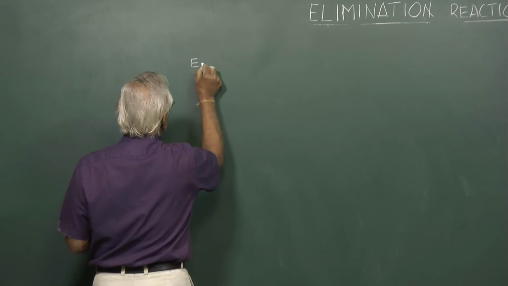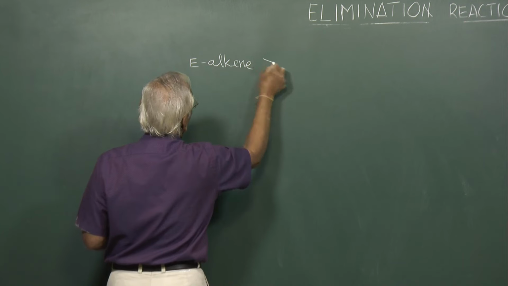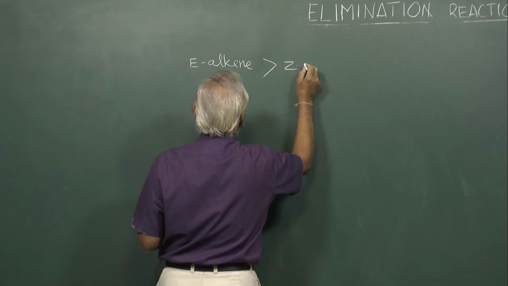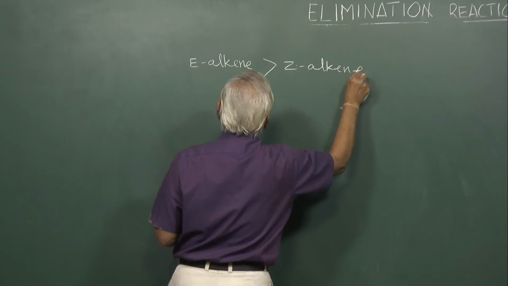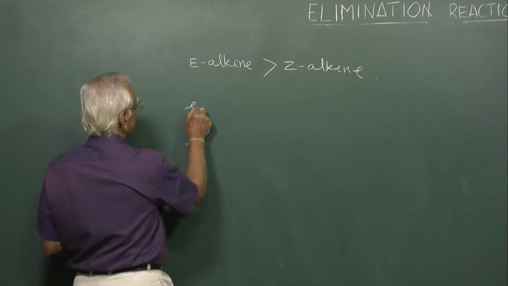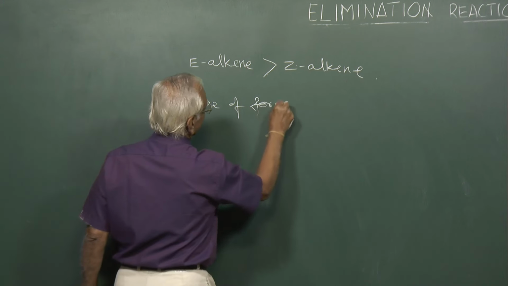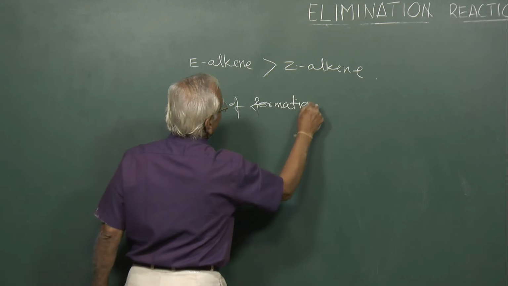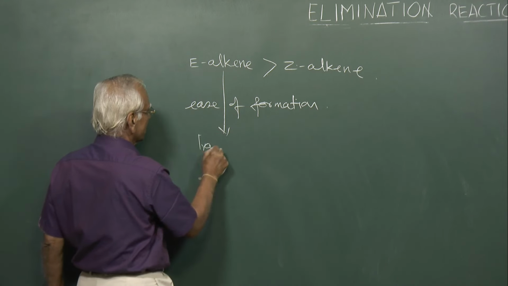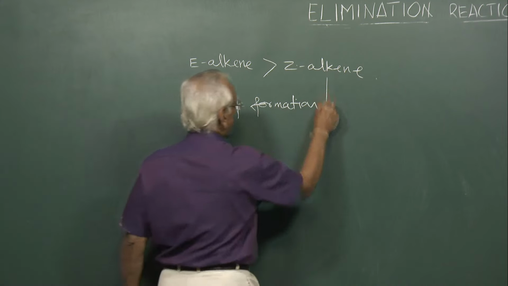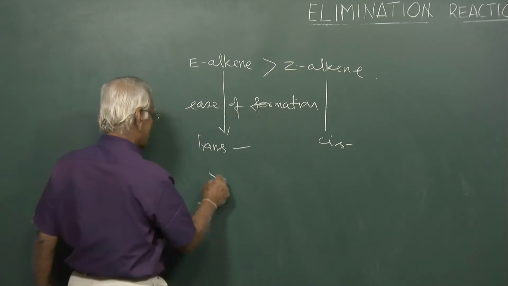Another one. Structure of the product. E alkene is more readily formed than Z alkene. Ease of formation of an alkene. What is an E alkene? Trans alkene. What is Z alkene? Cis alkene. Remember?